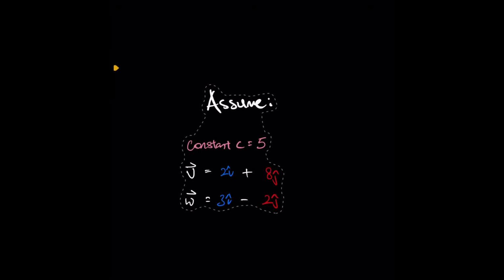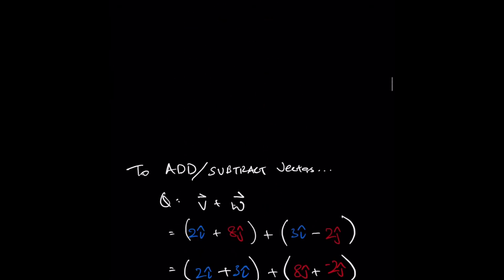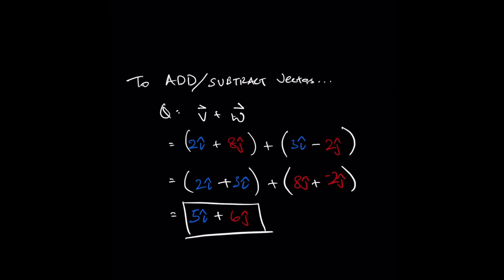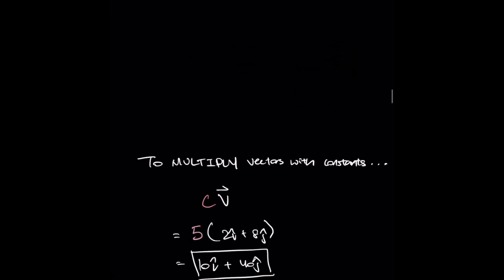To add and subtract vectors, it is very simple. All we need to do is add or subtract the i component of the vector with the j component of the vector. Once you group your similar variables together, you get your answer. If we want to multiply vectors with a constant, we need to follow the distributive property.